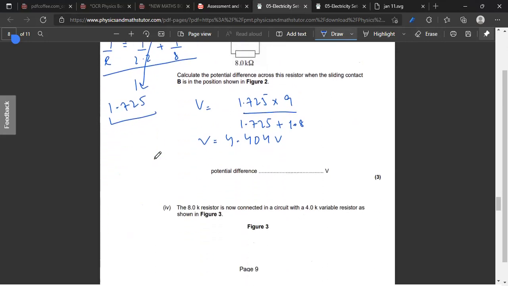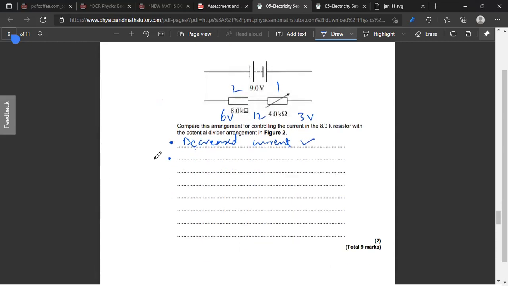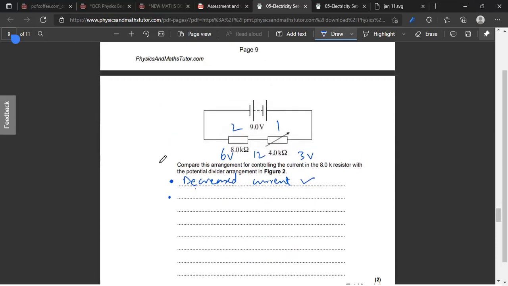But that's like a potentiometer and a potential divider. This is in series. You know what I'm saying? Yeah, obviously, so there is a difference now. So the first difference that we'll write is the decreased current throughout. Can I ask why it's decreased current?